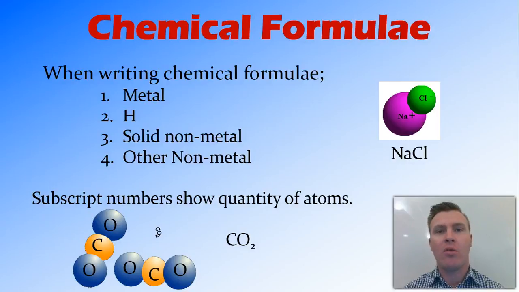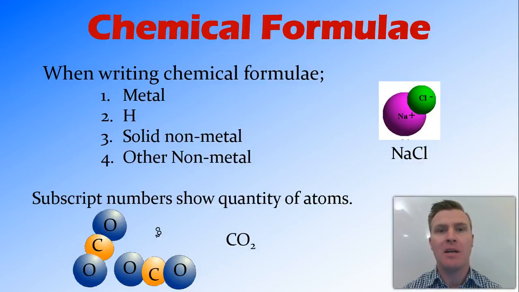If there is more than one atom of a particular element, we use a subscript, which means a number below the line, to show how many of those atoms there are. So here we have a carbon bonded with an oxygen. Firstly we name the metals. We don't have any metals. Then we look for hydrogen. We don't have any hydrogen. So we look for the solid nonmetal.